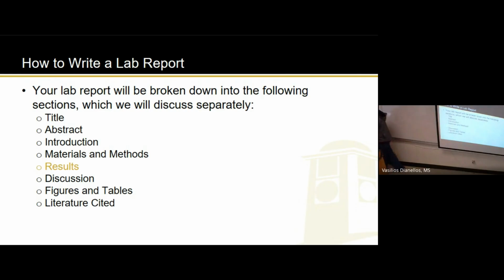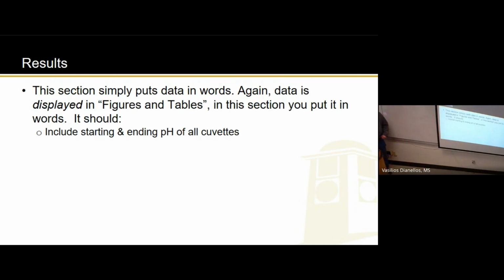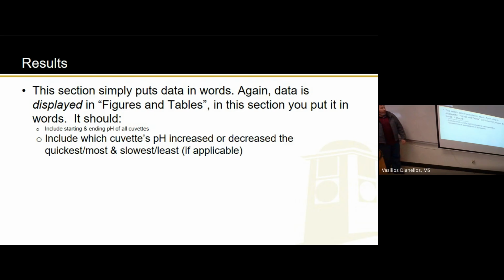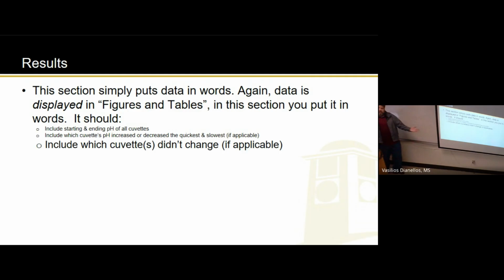You've been trained to do this all semester. This section simply puts your data into words. So you're only going to say something like, the pH started here, it ended here. This particular one increased or decreased the most. This one didn't change at all. Just the basics, and you only talk about the change in pH. You don't even talk about what it means. You explained a little bit in the introduction what it should mean, and later you're going to explain specifically what it means for your hypothesis. But it's just putting into words what you have in the table.